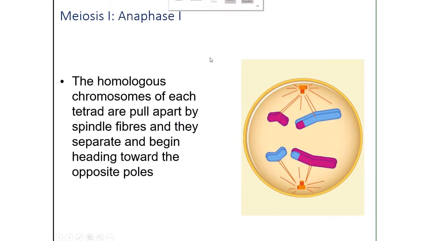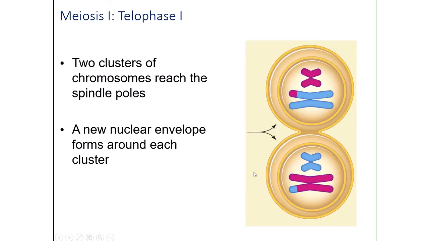Next, we have anaphase, where the homologous chromosomes of each tetrad are pulled apart by spindle fibers, and they will be pulled to the opposite side of the cell. And afterwards, there will be telophase I, where the two separated chromosomes are going to be surrounded by a nuclear envelope, and then that concludes the end of telophase I, meiosis I, in fact.